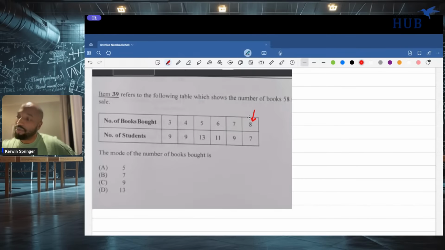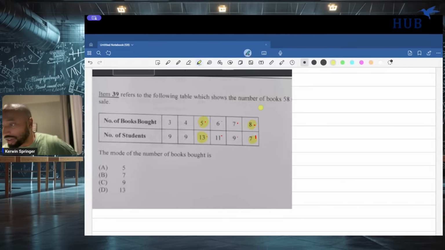This is how many students buy however many books. 7 students buy 8 books. 9 students buy 7 books. 11 students buy 6 books. 13 students buy 5 books. So it has real options for mode here. You can pick 5, you can pick 13, you can pick 8, you can pick 7. Which one do you think it is?